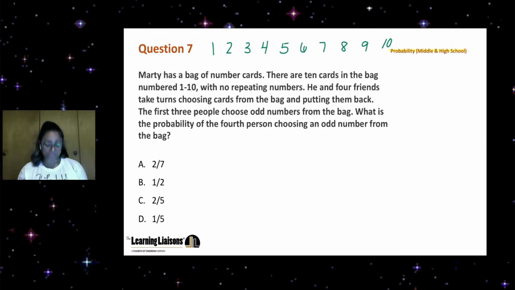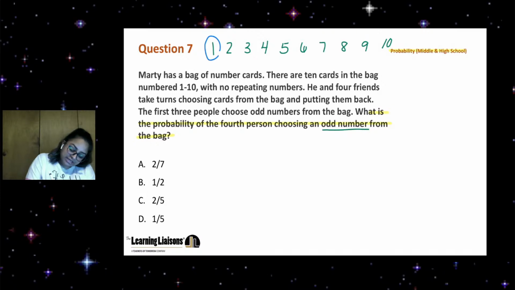There's nothing that's changing. The question asks us, what is the probability of the 4th person choosing an odd number from the bag? So you have to know what odd means in order to be successful with this problem. And you have to know that you aren't keeping the numbers, you are putting them back. So odd is not even, and everyone kind of knows what an even number is. So it's just kind of like the opposite.